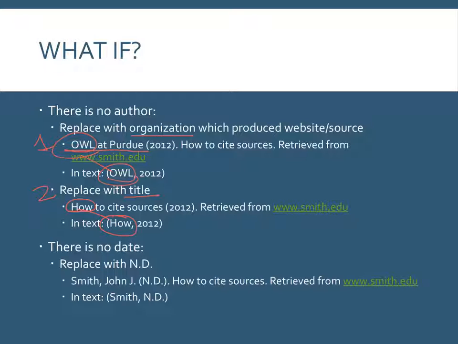If there's no date, it's a very easy fix. You replace with capital N period, capital D period. And so we see here, Smith, John Jay actually wrote with no date, and in text, still no date.